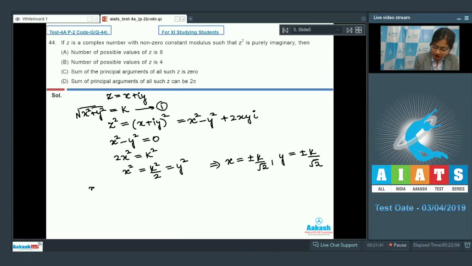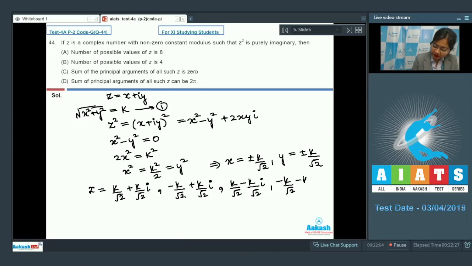So how many possible values of z do we have? z is equal to k by root 2 plus k by root 2 into iota. Also, z can be equal to minus k by root 2 plus k by root 2 into iota. Also, it can be equal to k by root 2 minus k by root 2 iota, or it can be equal to minus k by root 2 minus k by root 2 iota. So, we have 4 possible values of z. So, from the given options, we can see that option number B is the correct answer.